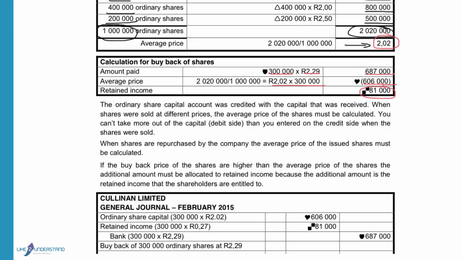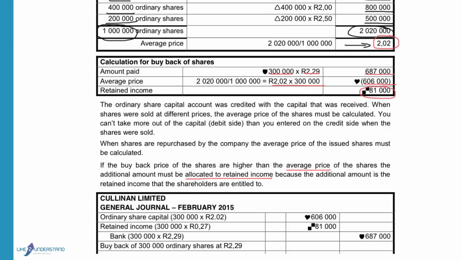If the buyback price of the shares is higher than the average price of the shares, the additional amount must be allocated to retained income. Because the additional amount is the retained income that the shareholders are entitled to, because in previous years some of the profit was kept back in the business and was recorded as retained income, but actually that retained income belongs to the shareholders. So they're entitled to get their share of the retained income.